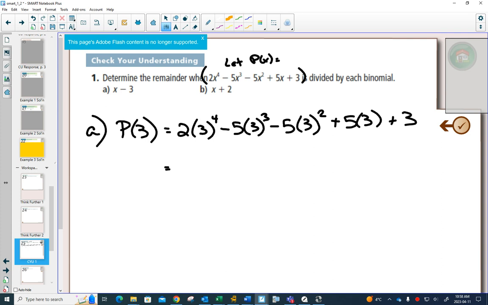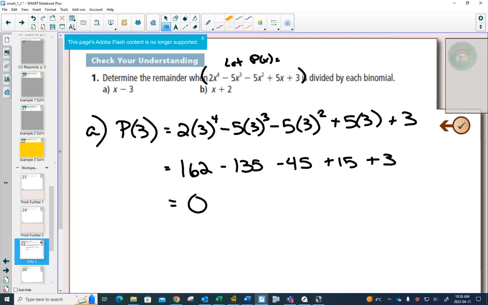That means wherever there was an x, I plug in a 3. I simplify each of these. Exponents first. 3 to the 4 is 81 times 2 is 162. 3 cubed is 27 times 5, minus 135. 3 squared is 9 times negative 5, negative 45, plus 15, plus 3. And that's equal to 0.